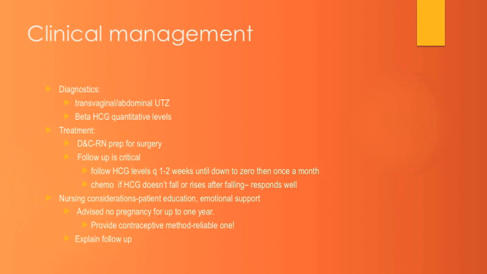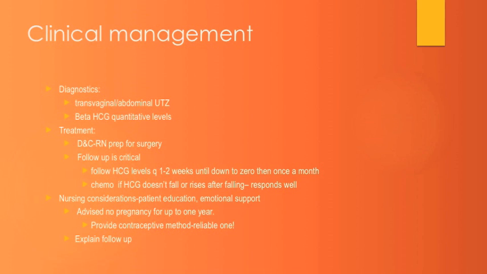Follow-up for this condition is critical. We follow quantitative HCG levels every 1 to 2 weeks until the result is down to 0, and then follow once a month. Chemotherapy is indicated if the HCG does not fall as expected or it begins to rise again after falling. If chemotherapy is instituted, it usually responds well.